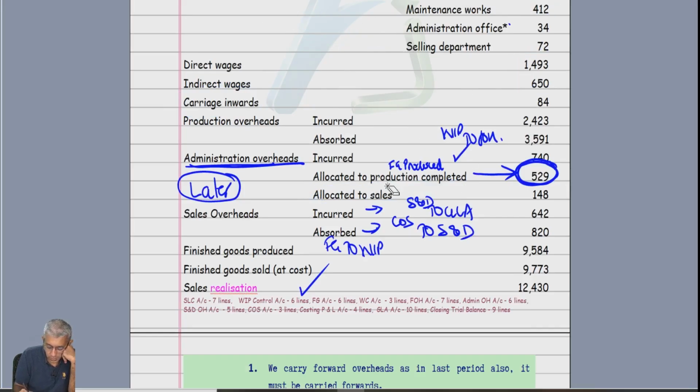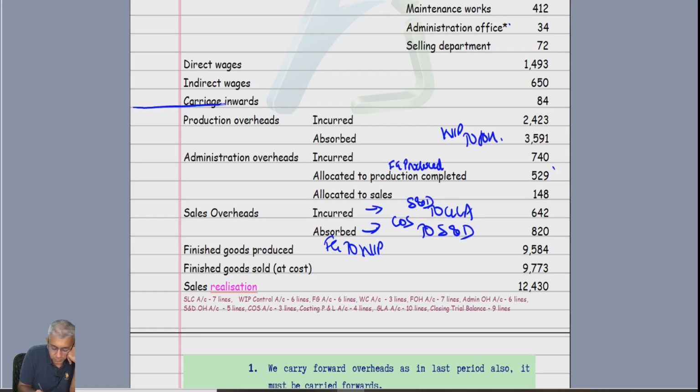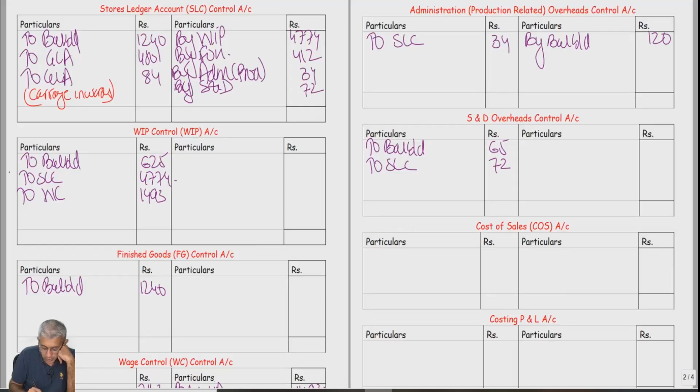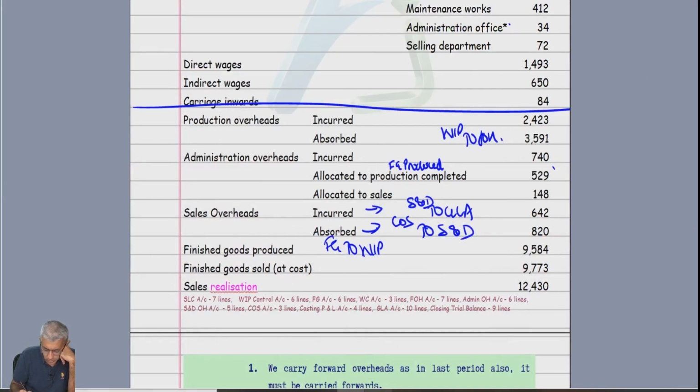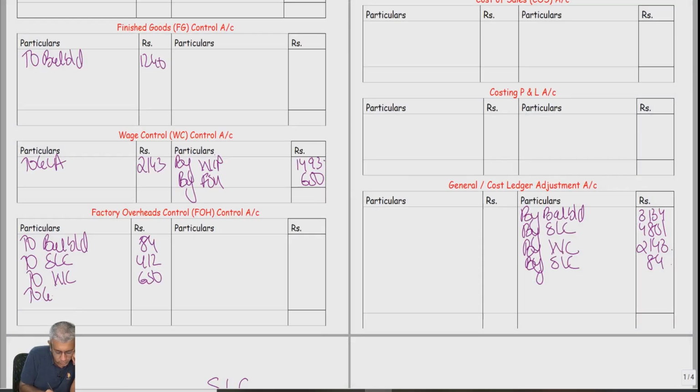We are going to be continuing now from here. Production overheads incurred. Okay. Production overheads means factory overheads, beta. So FOH account debit to GLA 2423.